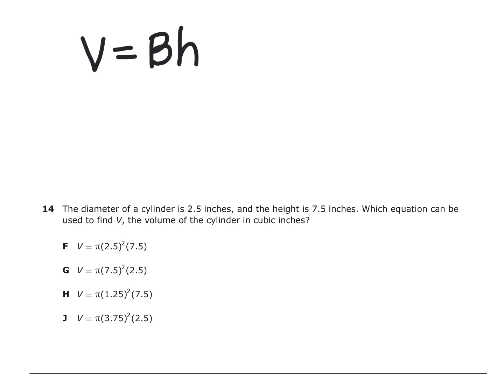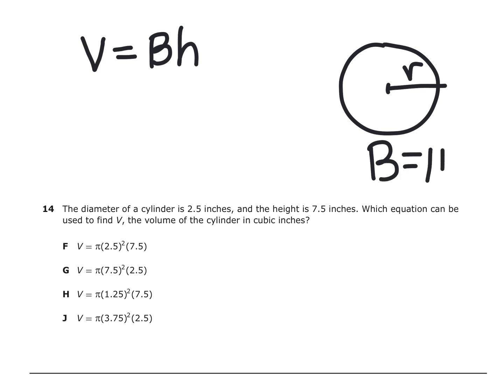So the formula is the volume is equal to the area of the base times the height, and B is the area of the base. A cylinder has a circular base, so this is the radius, and the area of the base is pi r squared, the area of a circle. So we're going to have pi r squared for the area of the base times the height. And we don't have the radius, but we have the diameter, and we know the radius is half the diameter.